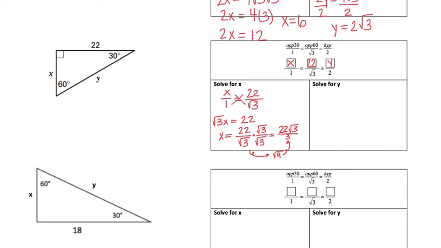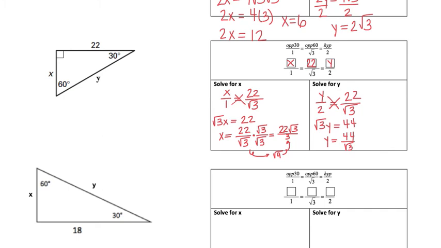Now let's look at y. So y goes over 2. And then my fraction with just numbers in it is 22 over the square root of 3. And then we'll cross multiply. Square root 3 times y is square root 3y. 2 times 22 is 44. Then we'll divide by the square root of 3 on both sides.